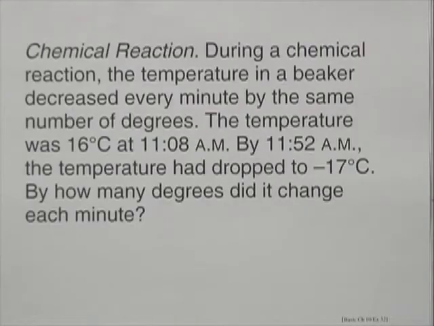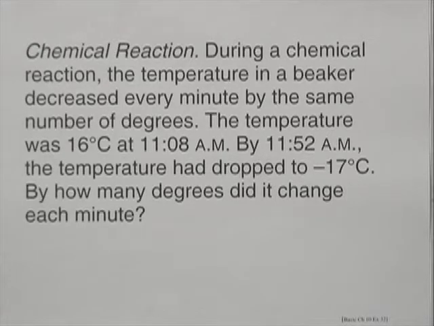During a chemical reaction, the temperature in a beaker decreased every minute by the same number of degrees. The temperature was 16 degrees Celsius at 11:08 a.m. By 11:52 a.m., the temperature had dropped to negative 17 degrees Celsius. By how many degrees did it change each minute?